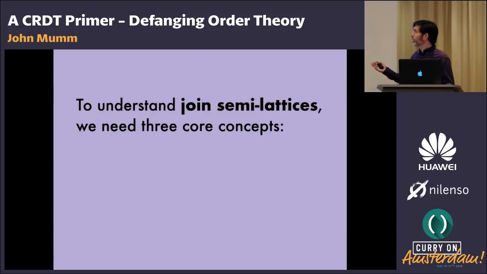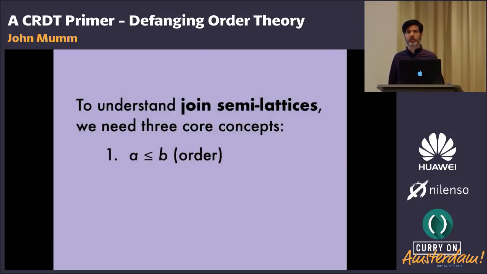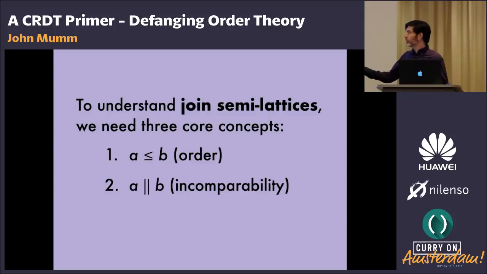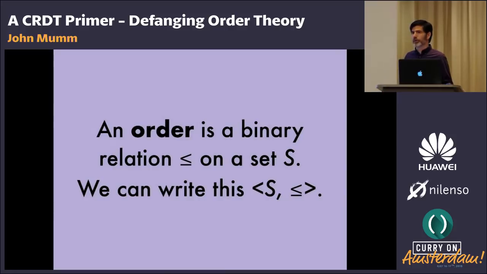So in order to understand join semilattices, we're going to need three core concepts. We need to understand what an order is. We need to understand what it means for two elements to be incomparable according to that order. And then we need to understand what a join is. And I'm going to go through each of these in turn. So let's start with an order.